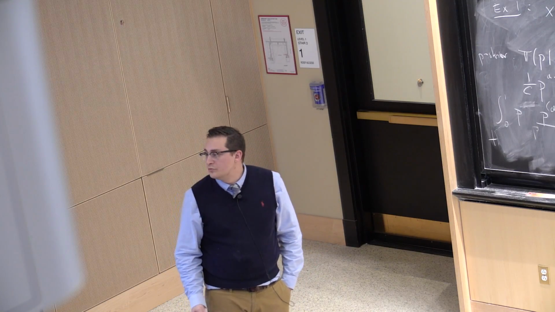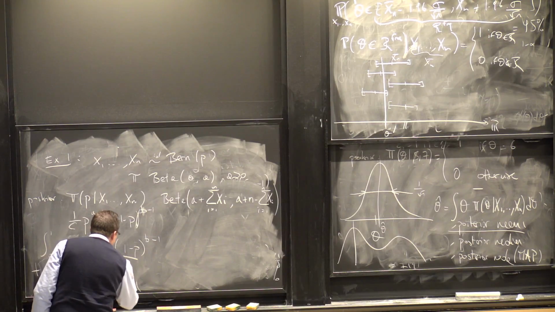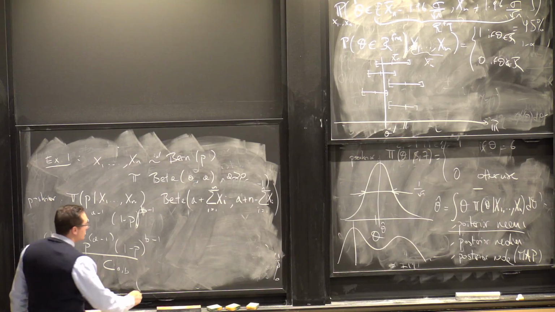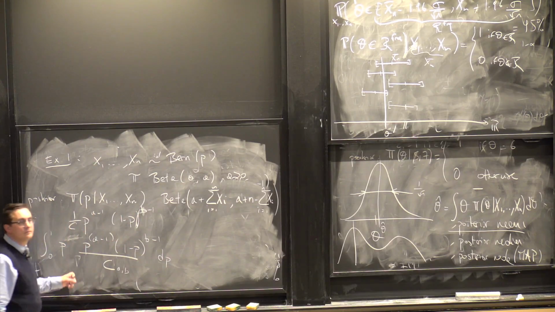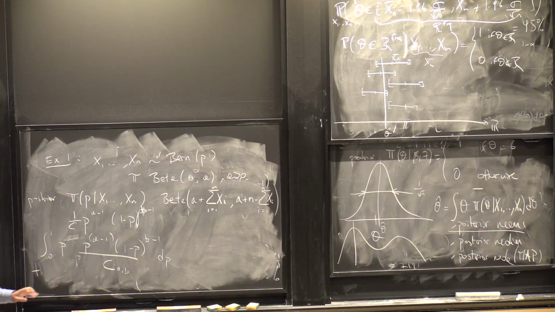So this is what I need to compute. So that's c of a and b. Do we agree that this is the posterior mean with respect to a beta with parameters a and b? Right? I just integrate p against the density. So what does this thing look like?